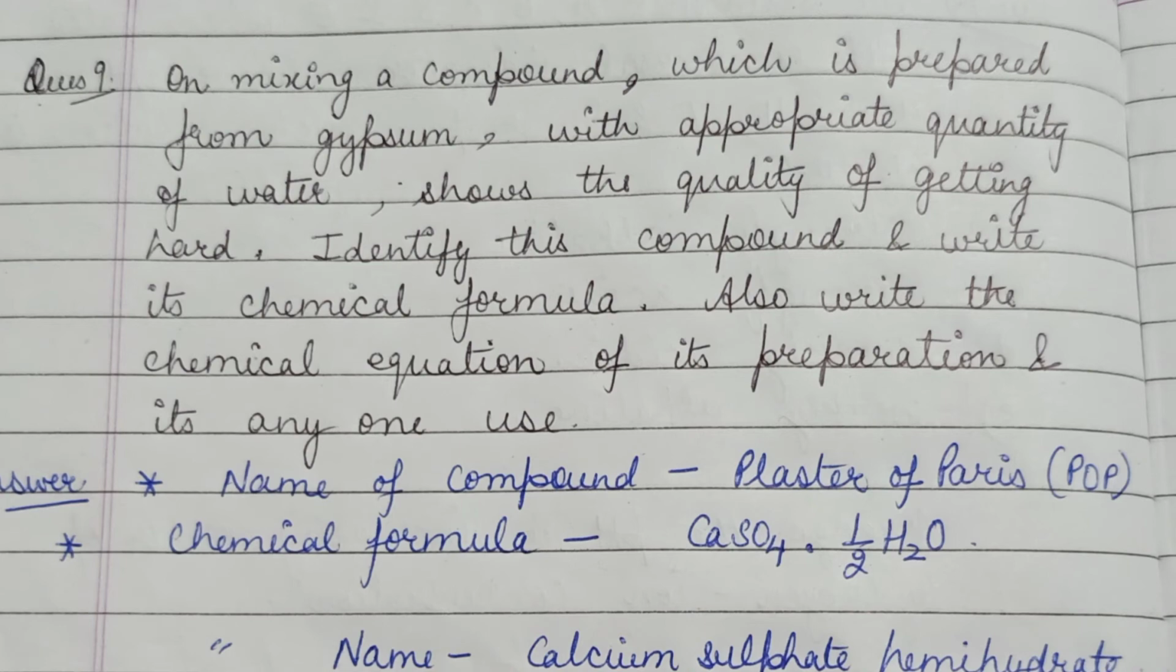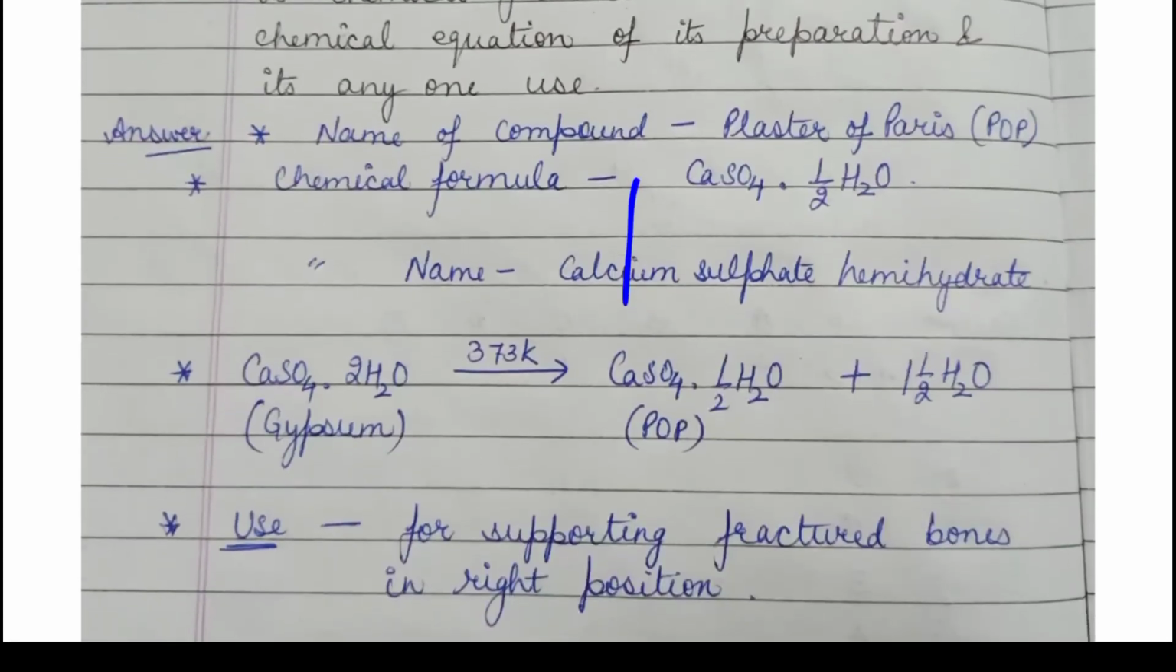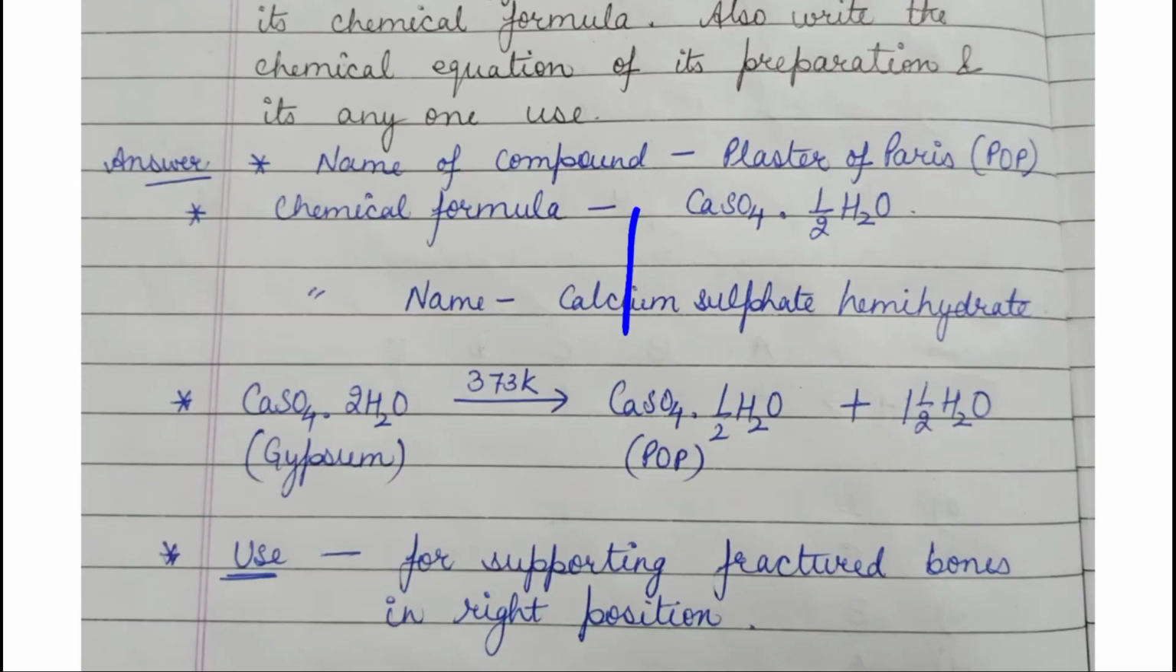So here you have been asked about the 4 parts. 4 things have been asked. First of all, the name of compound. And that is Plaster of Paris, it is its general name, and its chemical name is calcium sulfate hemihydrate. The formula is CaSO4 half H2O.